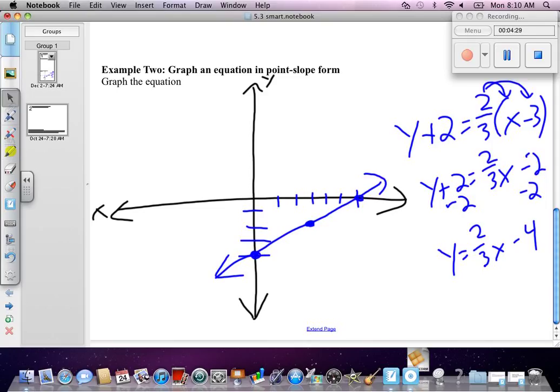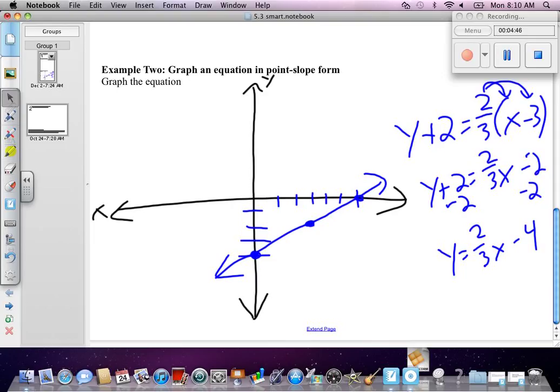Okay, so let me go over this again. To get from point-slope form to slope-intercept, I distribute, and then I either add or subtract to get y by itself. And then I simply graph the y-intercept and then follow the slope. What's the next 4?